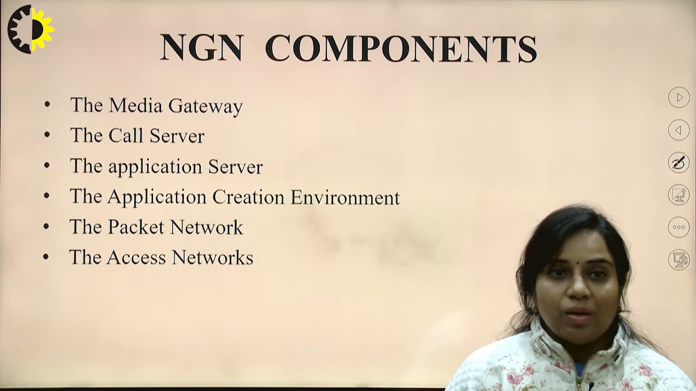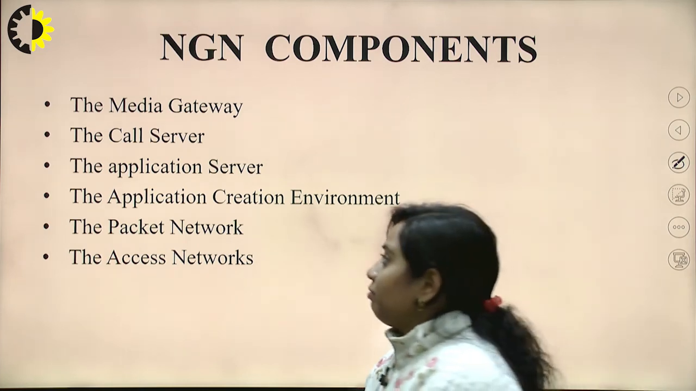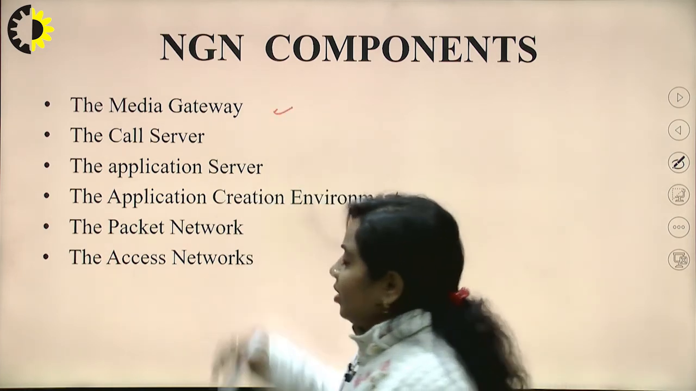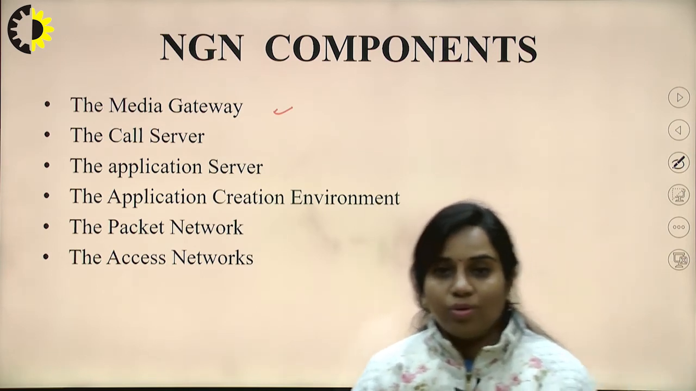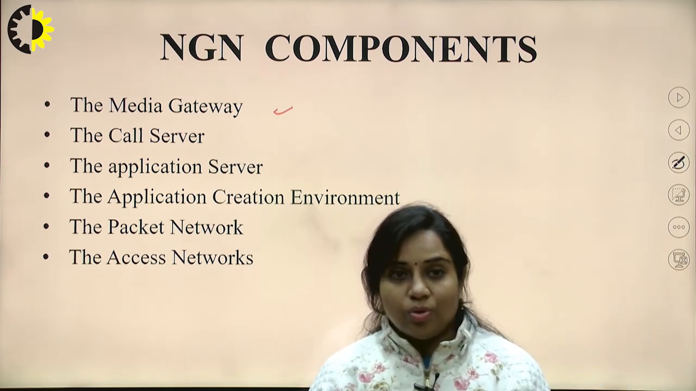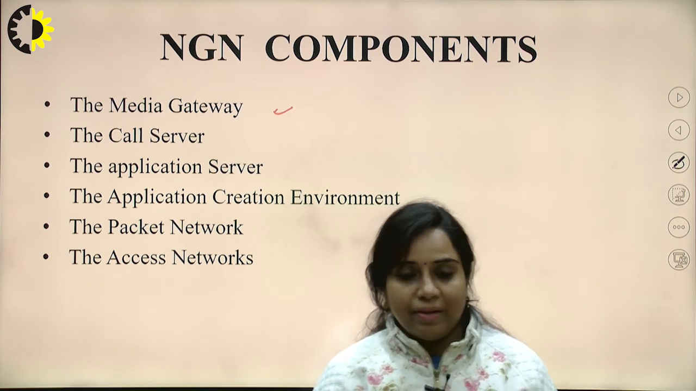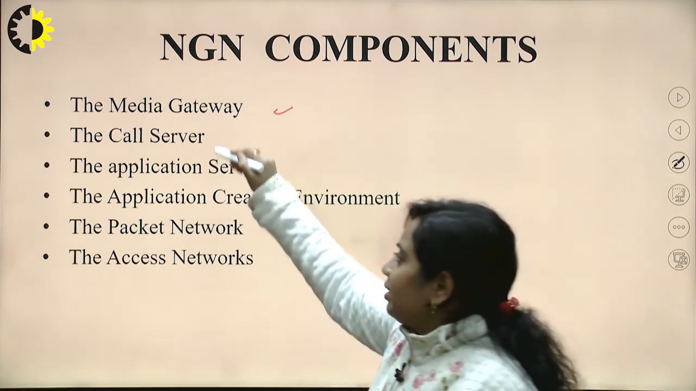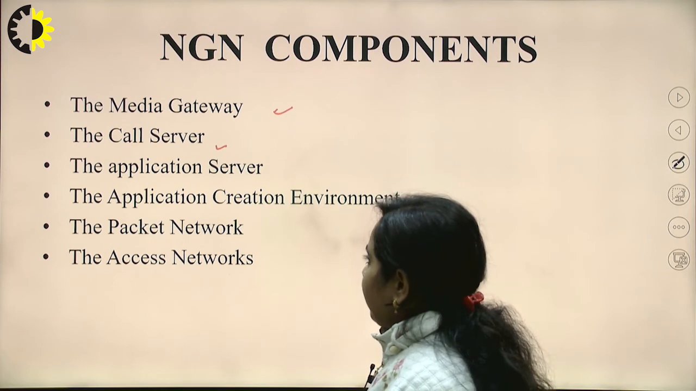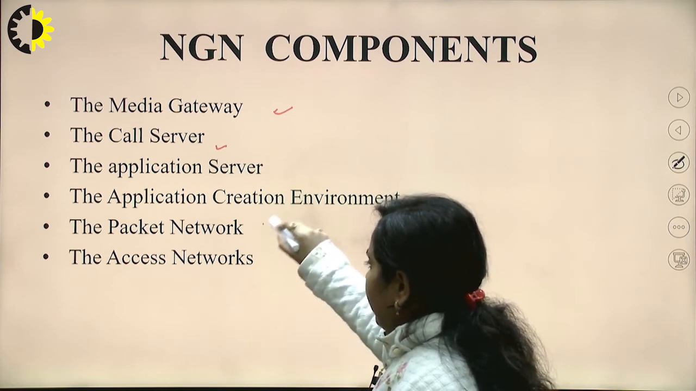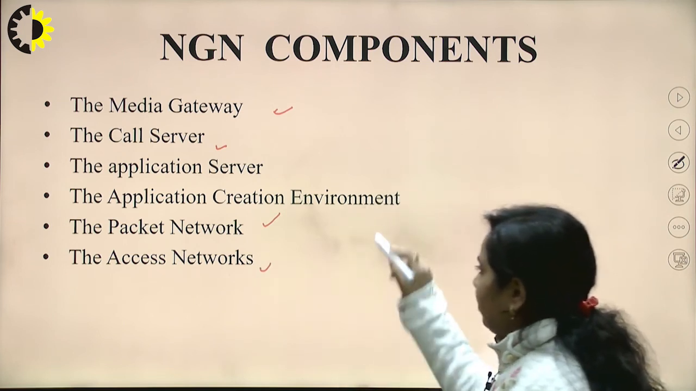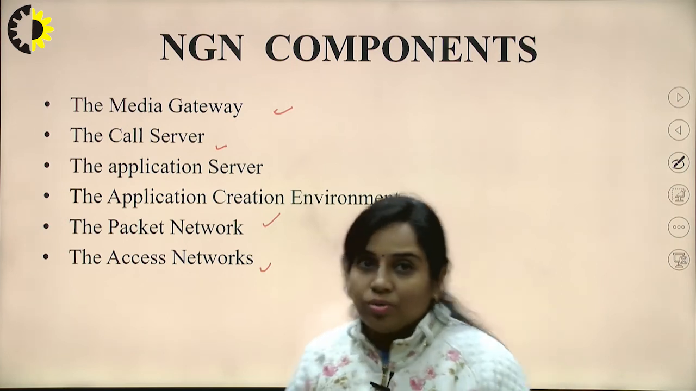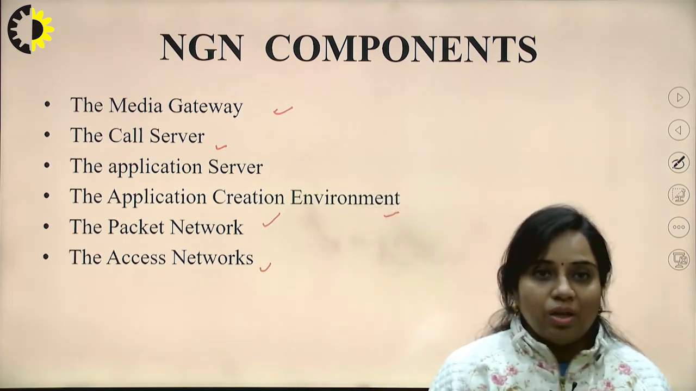Now, the various components of NGN are, first, the media gateway. The media gateway is an intermediate node that is going to convert between different devices in a particular network. Then there is a call server. Then the application server is also part of NGN. Then packet network, access networks, and the next one is the application creation environment. So this is all about the NGN components.